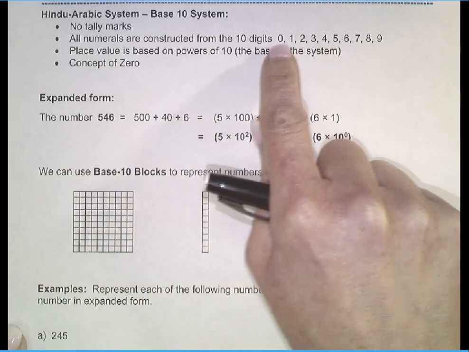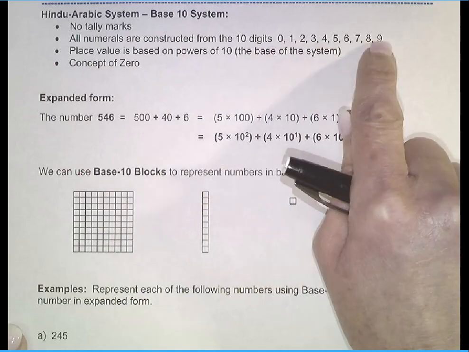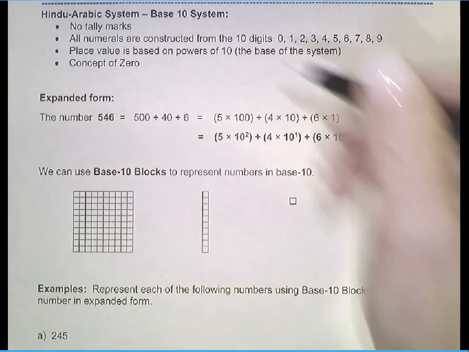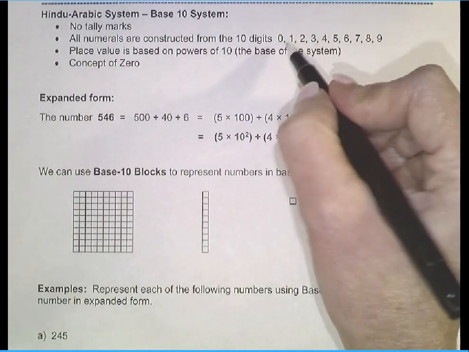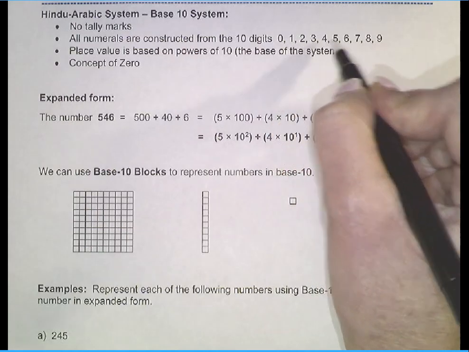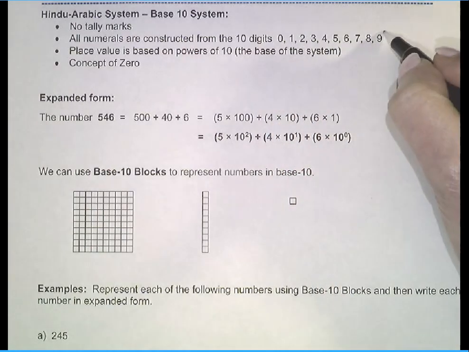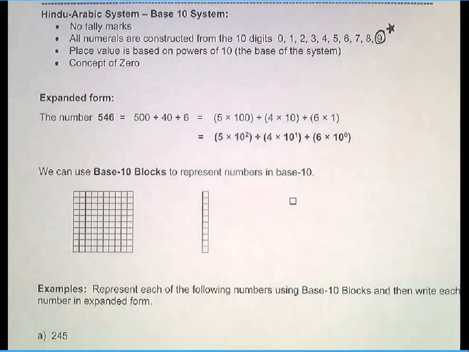And notice there are 10 symbols that we use, right? I shouldn't say these 10 digits, I should say symbols, but 0, 1, 2, 3, 4, 5, 6, 7, 8, and 9. Please note that this is the highest symbol that we have, is 9. Once you get above 9, you have to roll into more digits. Place value is based on powers of 10. That's the base of this particular system.